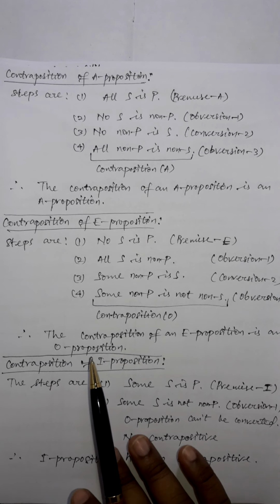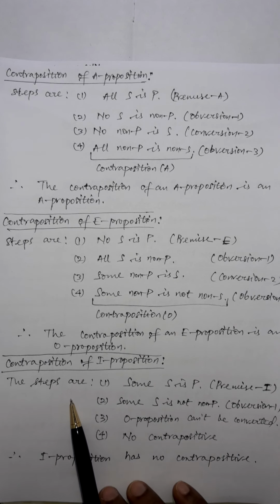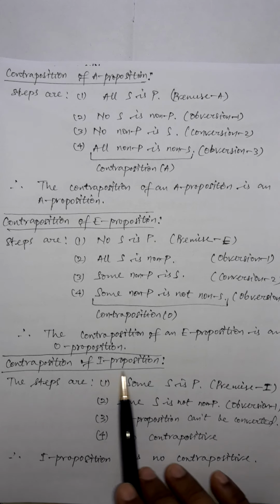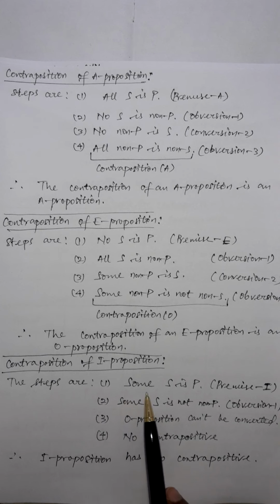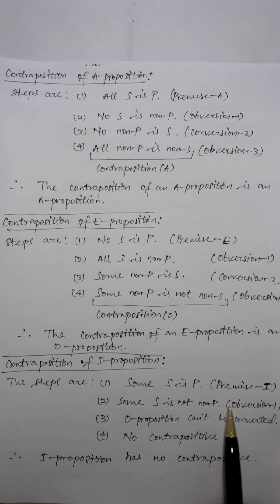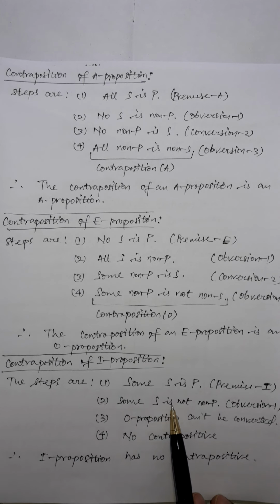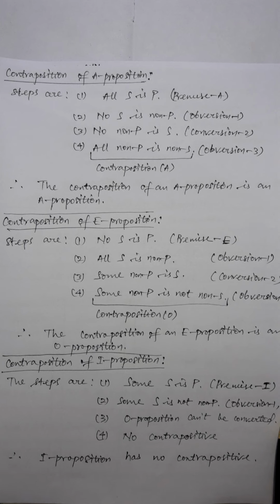Now come to the contraposition of I propositions. Now let's follow the steps here. First of all, write down the structure of I propositions. The structure of I proposition, which is the premise here, is "Some S is P". Now if we apply obversion on it, it becomes "Some S is not non-P", which is an O type of proposition.